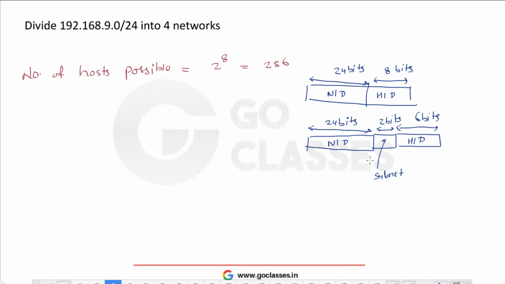What I mean by that is, for the first subnet, 0 0 will represent your first subnet, 0 1 will represent your subnet 2, 1 0 will represent subnet 3, and 1 1 will represent subnet 4. This is how these numbers will represent these subnets. Let me go to the next page and let me show you how it is happening.